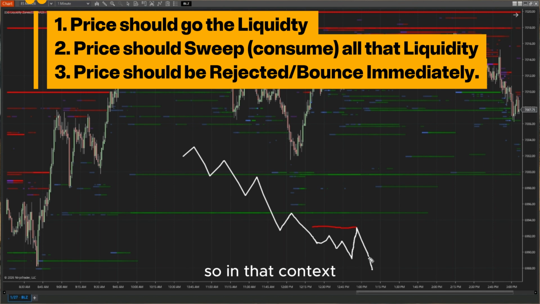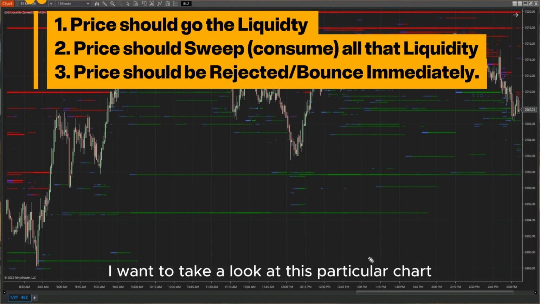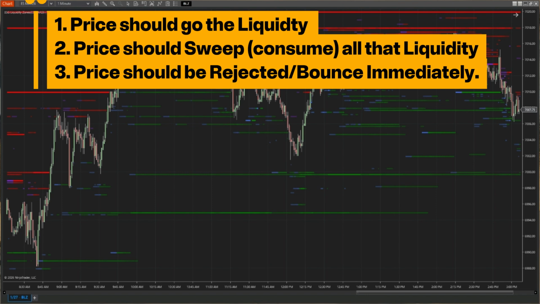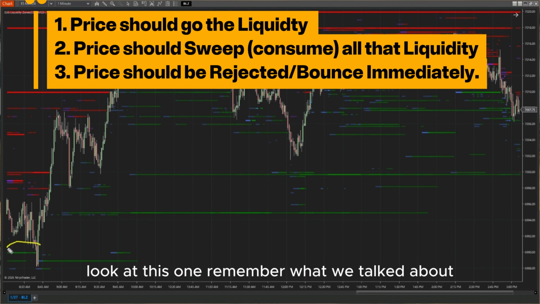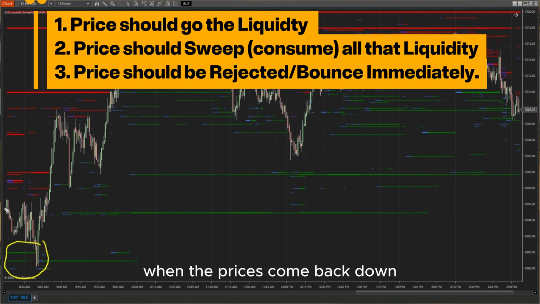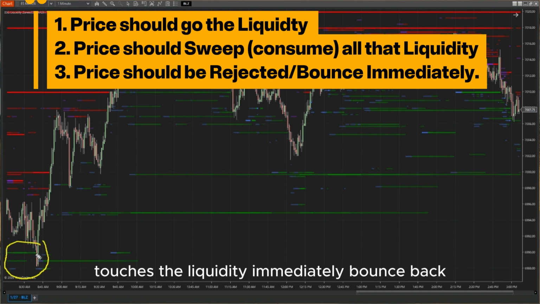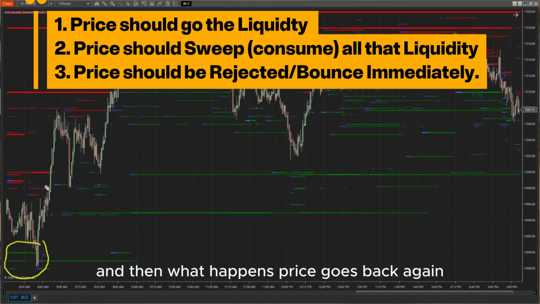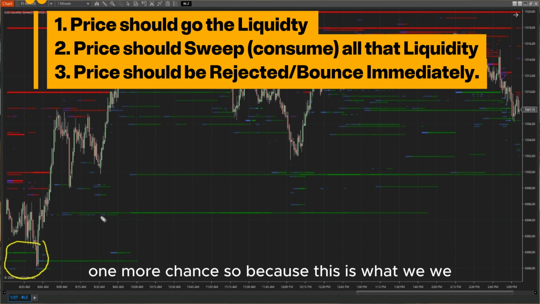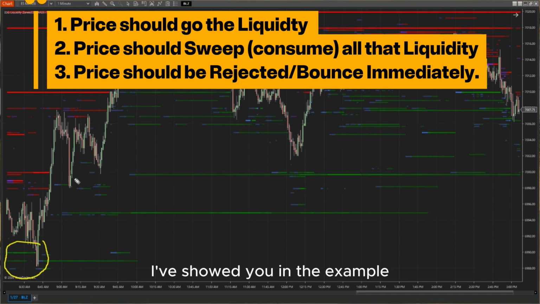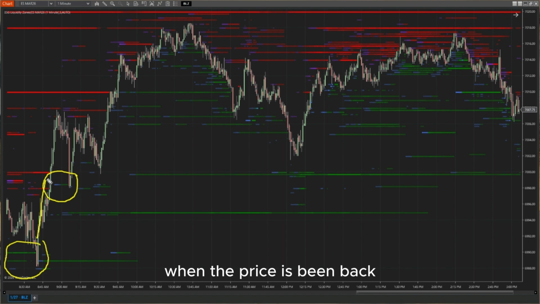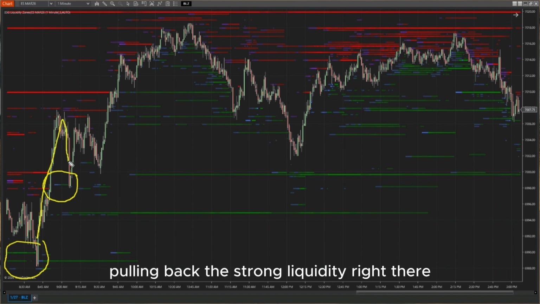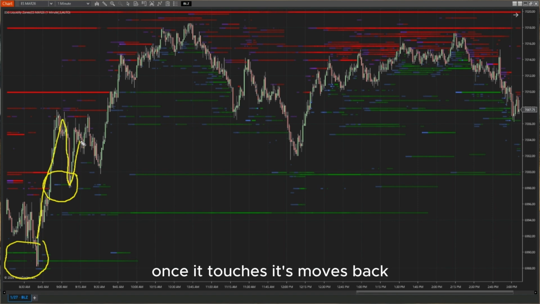So in that context, I want to take a look at this particular chart right here. Look at this one. Remember what we talked about? When the price comes back down, touches the liquidity, immediately it bounces back, and then what happens? Price goes back again, one more chance. This is what I showed you in the example. Look at this one. When the price pulled back, the strong liquidity was right there. Once it touches, it moves back. This is what we're looking for.